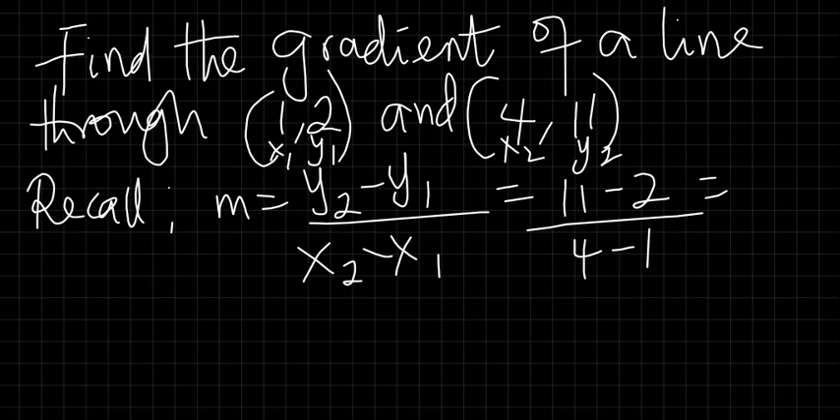So that becomes 11 minus 2 is 9 over 4 minus 1 is 3. So 3 here, 1; 3 here, 3. So the gradient of this line given these points is m is equal to 3.